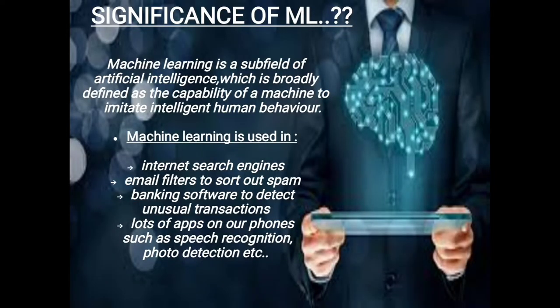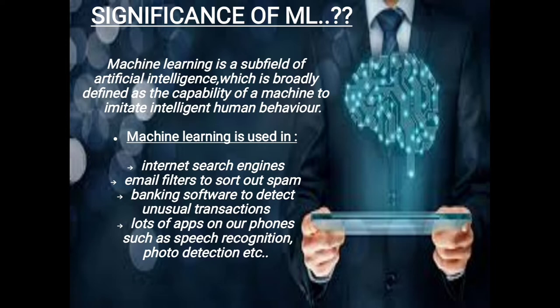Significance of ML. Machine learning is a subfield of artificial intelligence. Artificial intelligence is a technology that enables a machine to imitate human behavior, and machine learning is a subset of AI which allows a machine to automatically learn from past data and give predicted output. The main goal of AI is to make a smart computer system like humans to solve complex problems.